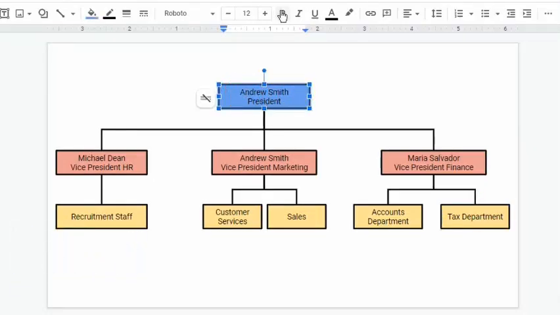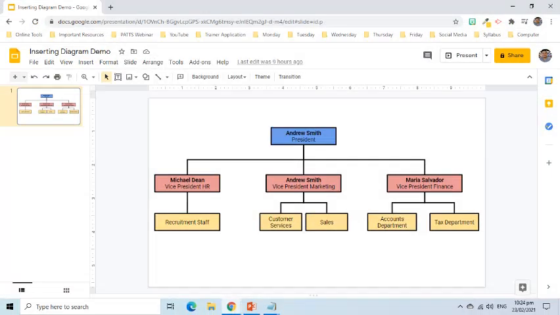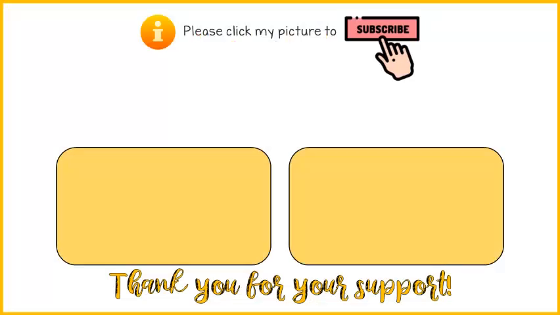Lastly, highlight each name and select the bold button in the toolbar. I hope this video helped you in understanding how to create and edit diagrams on Google Slides.